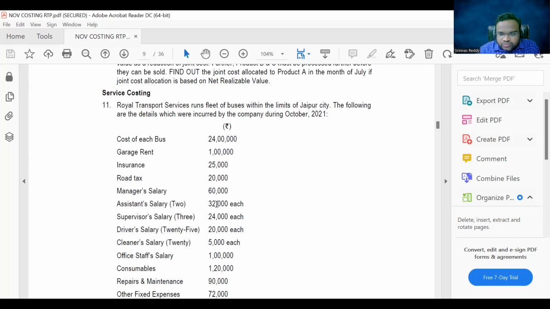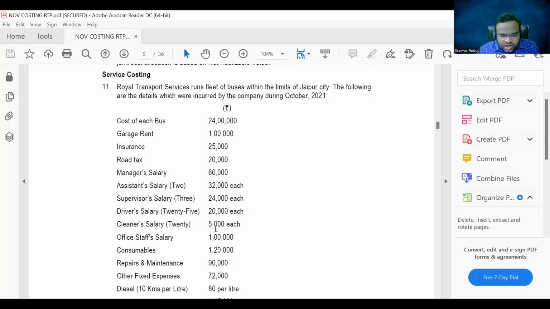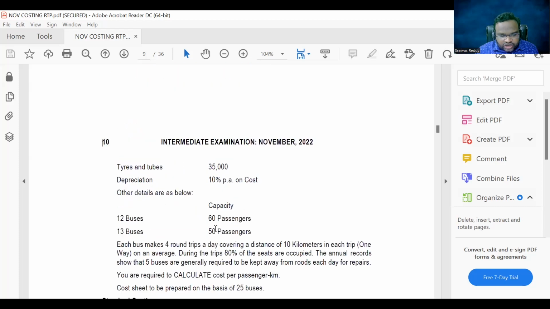If it is 2 into 32,000, 3, 24,000. Driver salary 25, cleaner salary 20, office staff 1 lakh. Consumables come as a part of maintenance. Repairs and maintenance. Other fixed expense 72,000. Diesel, oil and lubricants. Tires and tubes. Depreciation is 10% on cost.